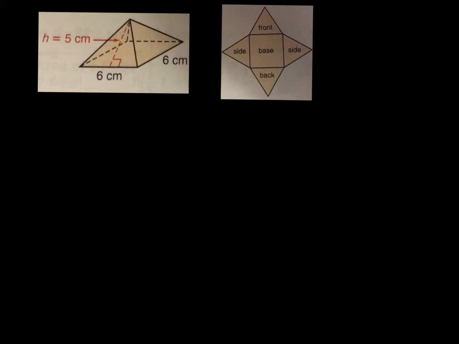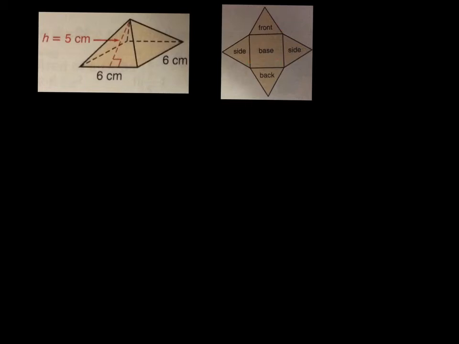So here's a picture of a square pyramid. And then when we cut it apart and lay it out flat, this is what it looks like. So in order to find the area of a square pyramid, we need to figure out what the area of one of the triangles is, and then we can multiply that by 4, since there's 4 of them. And then we add the area of the base.